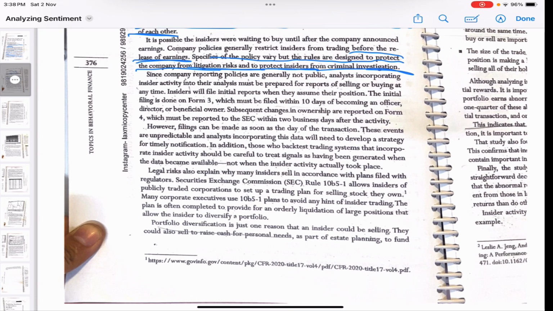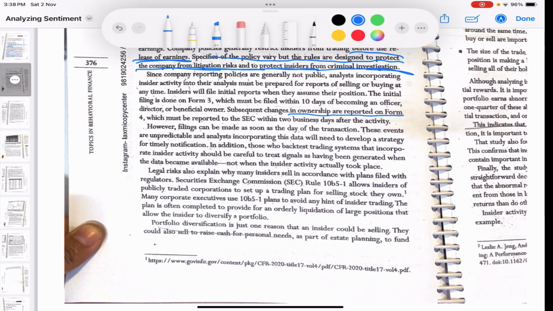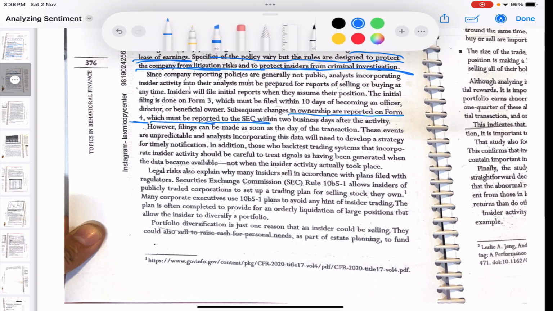The initial filing is done on Form 3, which must be filed within 10 days of becoming an officer, director, or beneficial owner. So, if you're working in a company and you have a major ownership in that company, and if you want to deal with their stocks, then you need to file Form 3 within 10 days of receiving the position. Okay. Subsequent changes in ownership are reported on Form 4, which must be reported to the SEC.